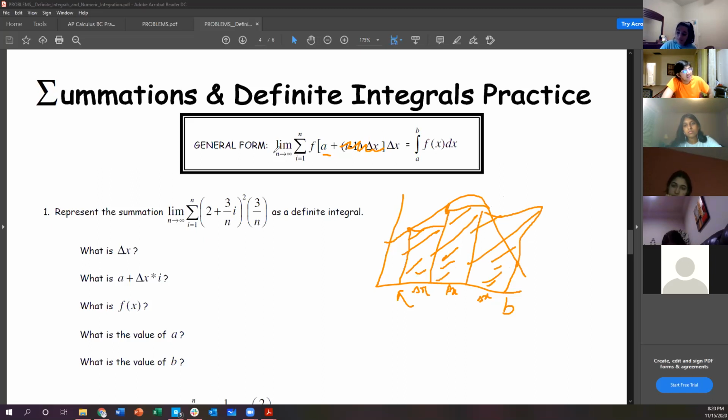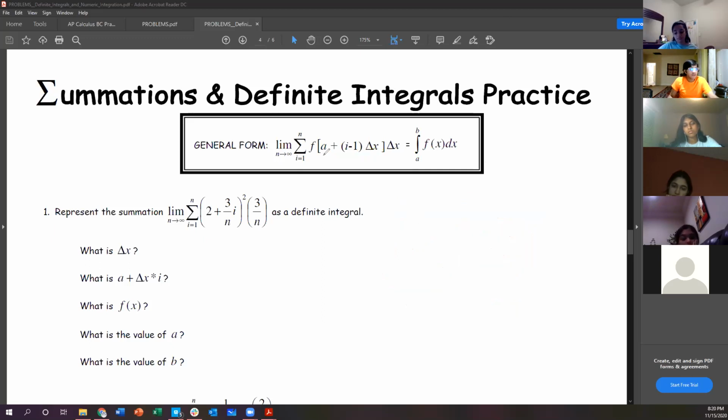What this says is let's take the limit as this n approaches infinity. And what that allows us to do is take smaller and smaller and smaller pieces, so that they'll add up to the exact value, which is the integral. Okay, so a will always be our first number. i minus 1 is the index, right? It's referring to that index. And then delta x is delta x. It's your change in index.